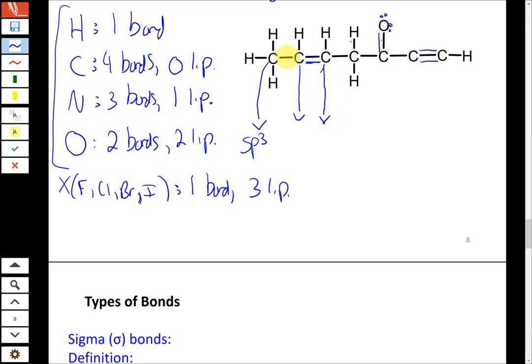what you have in this case is one, two, three electron groups. It's bonded to a carbon, it's bonded to a hydrogen, it's bonded to another carbon, total of three electron groups. Doesn't matter that this one's double bonded, so it counts as one electron group. So with three electron groups, you get sp2, and the carbon next to it also has three. One, two, three things that it's bonded to, which is sp2.